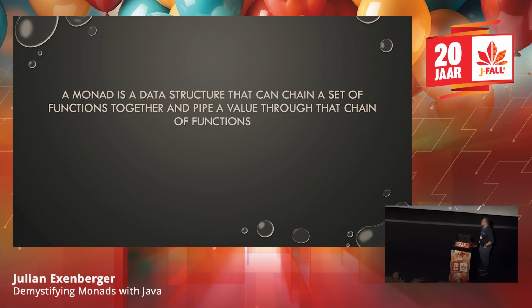So what do we have? Essentially, a monad is a data structure that you can chain a set of functions together and pipe a value through that chain of functions. So if you saw in the beginning, I used the example of a Unix pipe. And that's very much a good analogy of how a monad should work, is you create a data structure which wraps a value, you chain a bunch of functions together, and then you can actually push a value through that and do a very complex set of transformations through that in a very extensible way.